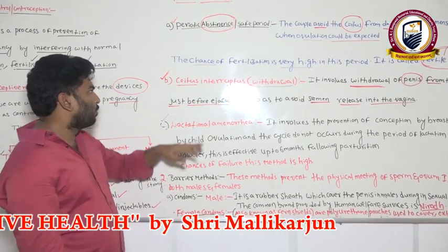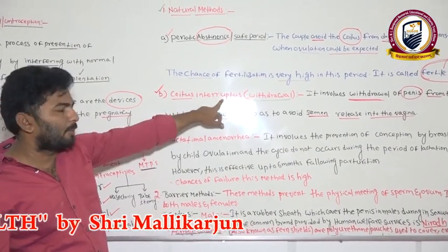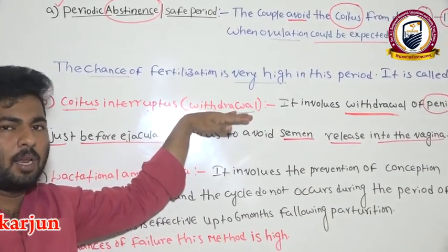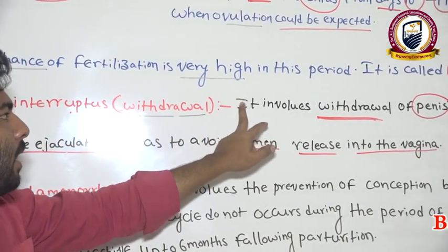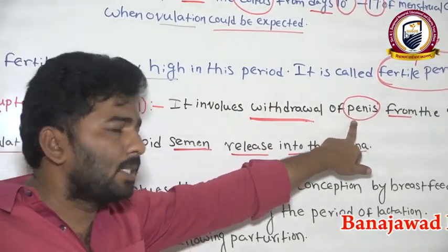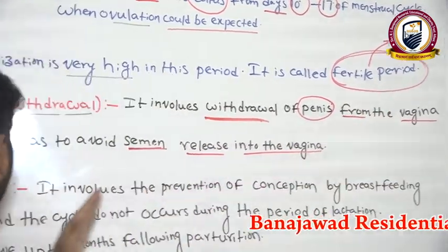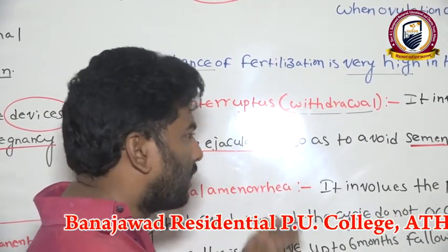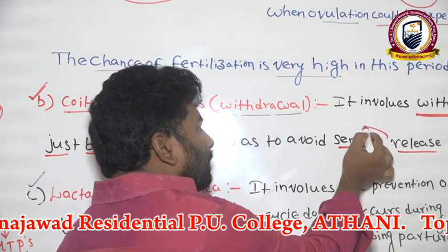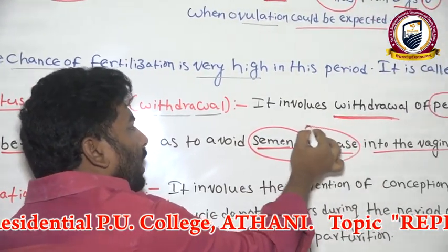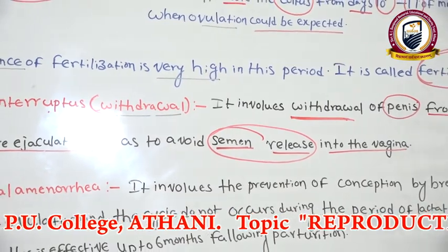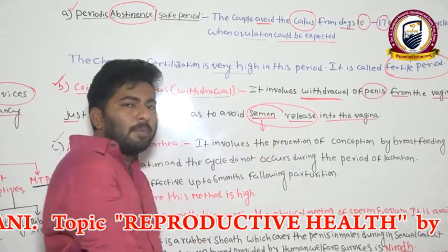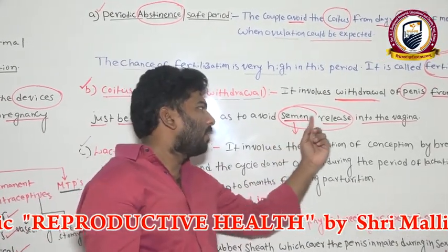Are you understanding? One more time I will repeat this. Coitus interruptus, or the withdrawal of penis method. In this method, the penis is withdrawn from the vagina of the female just before ejaculation, so as to avoid the semen release into the vagina. Semen, as you know very well, is nothing but the sperms being released into the vagina.